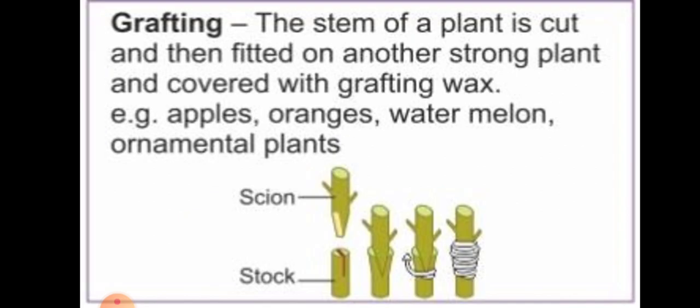Next we saw grafting. Here what happens? The twig or branch, the stem of a plant, is cut. It is called a scion and it is fitted on another strong plant called a stock and covered with grafting wax. Examples you can take are apples, oranges, watermelon, ornamental plants.